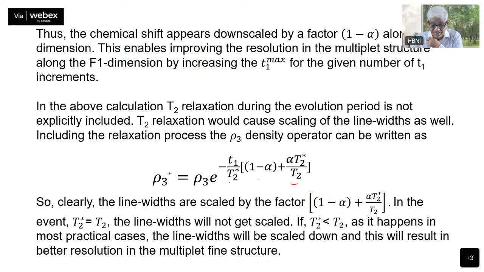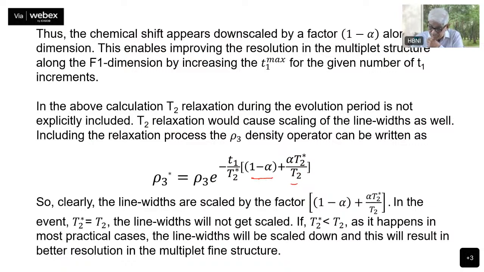Because T2 star will cancel here, e to the minus T1 by T2. Alpha T1 by T2. No, yes, alpha T1 by T2. T2 star and T2 star will cancel. So e to the minus T1 by T2 star. So okay, now here is alpha. Chemical shift is evolving for 1 minus alpha and the coupling constant will evolve for minus T2.